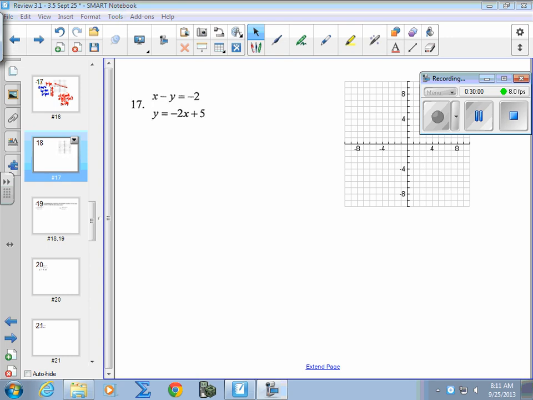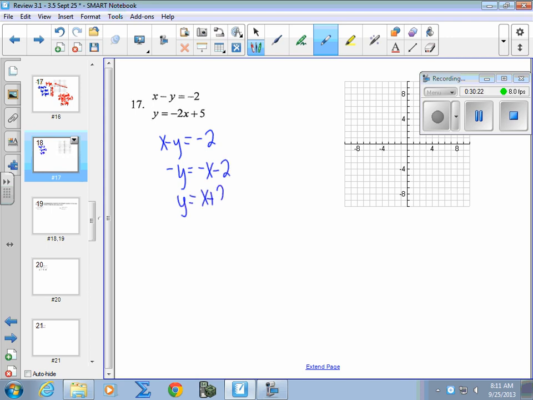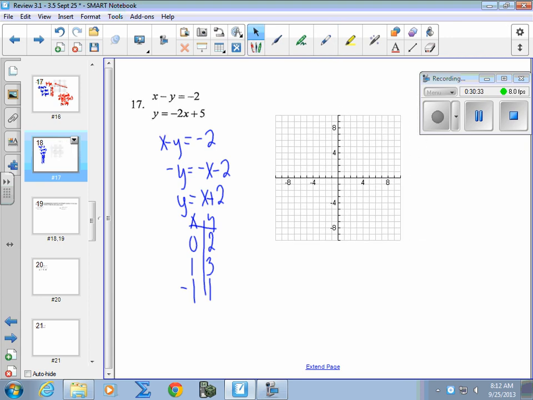All right. I have x minus y is equal to negative 2. We're supposed to graph these as well. Isn't that correct? Number 17. All right. So I have x minus y. So we plug the numbers in, we get 0 and 2, 1 and 3, negative 1 and 1. So hopefully you have a line that looks something like that.